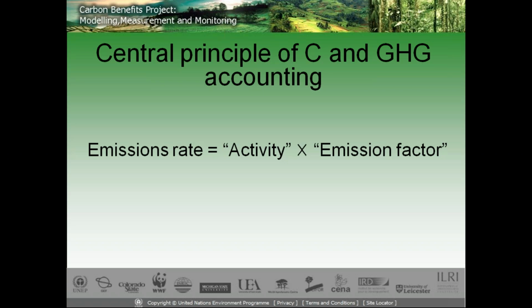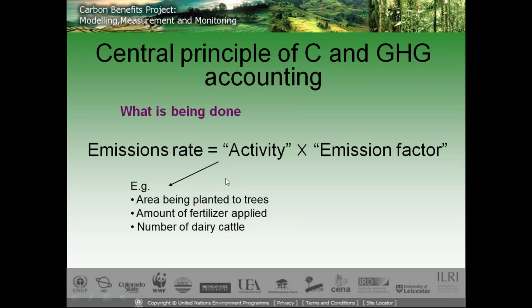The amount of greenhouse gas emissions or stock changes depends upon your activity. So this is what is being done and where you're doing it, times an emission factor. So for example, activity data could be things like how much area is being planted to trees, how much nitrogen fertilizer is being applied in a cropping system, how many dairy cattle have you got. So it's what you're doing and where you're doing it.